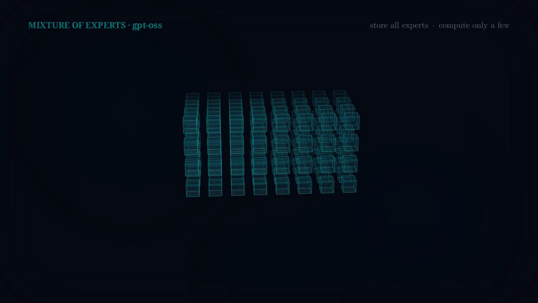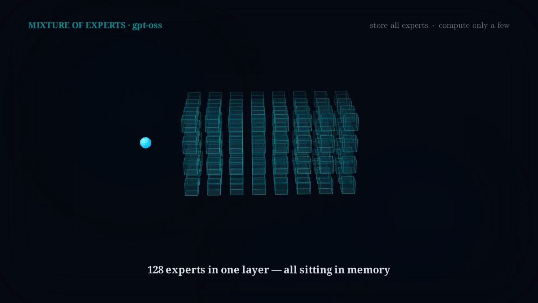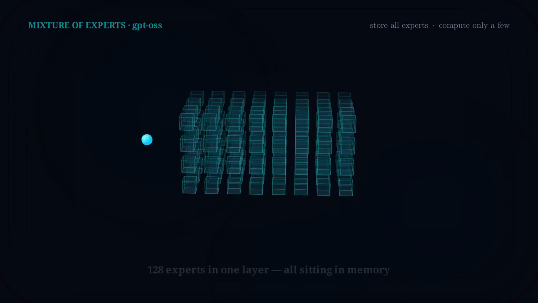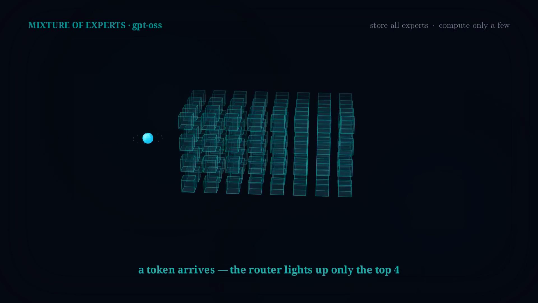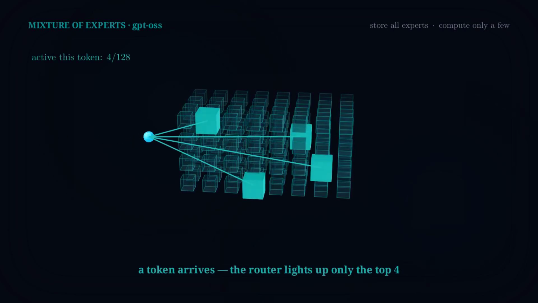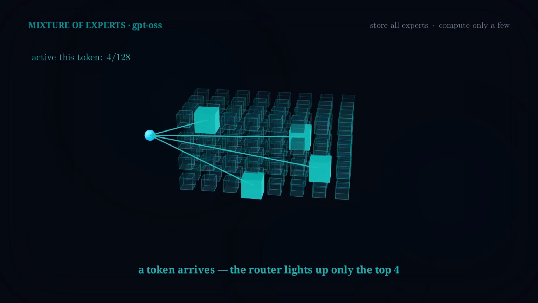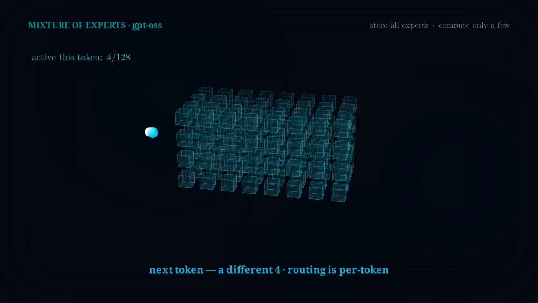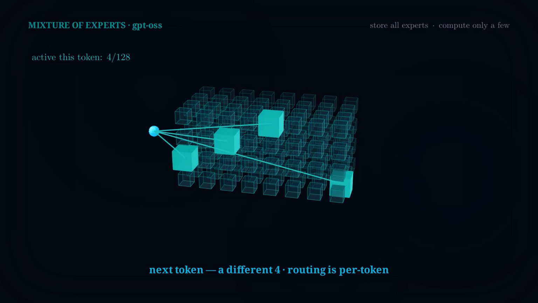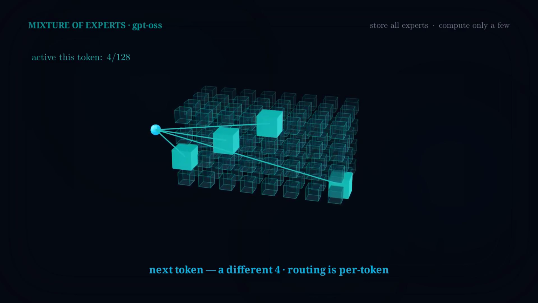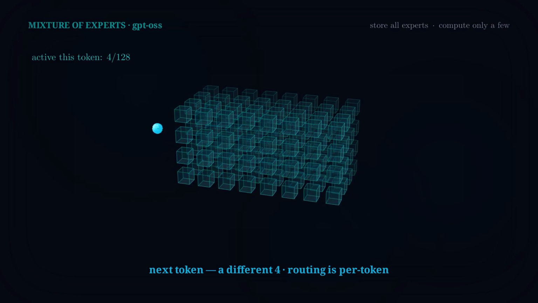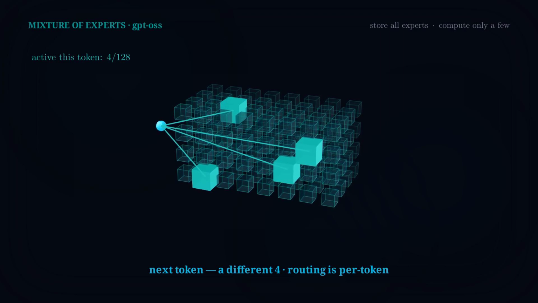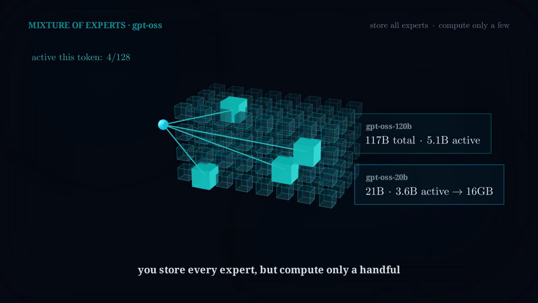Lever 2. Sparsity, mixture of experts. Instead of one dense network, the model holds a large population of expert subnetworks, and a router picks a few per token. OpenAI's own open weights release, GPT-OSS, is the clean example, straight from their model card. The 120B version has 117 billion parameters, but activates only 5.1 billion per token. The 20B version, 21 total, 3.6 active.